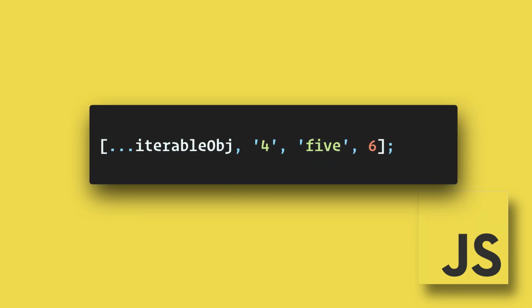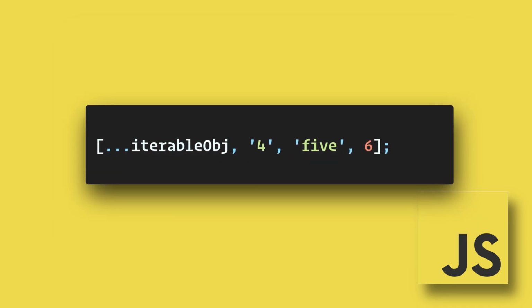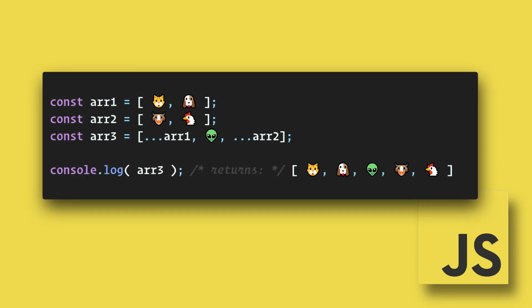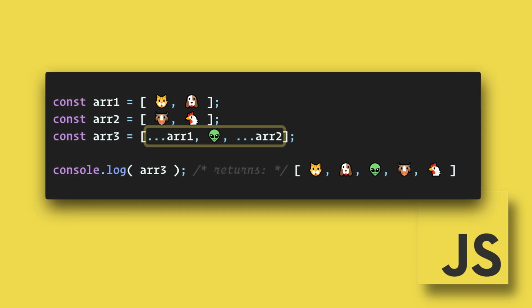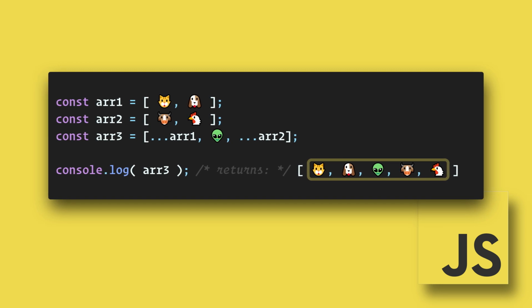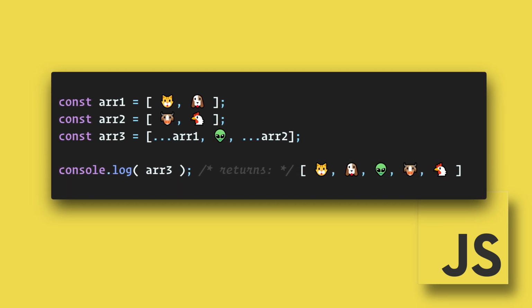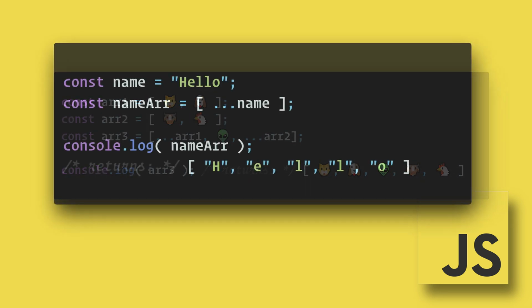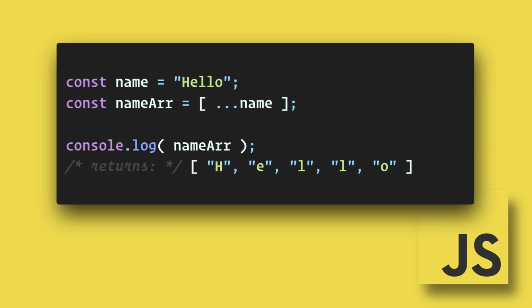Here's the basic syntax for using the spread operator with array literals or strings. In this example, we can easily combine and organize arrays. To accomplish this without using spread, we would have to use methods like push, splice, concat, etc. We can also spread out the characters of a string into an array.